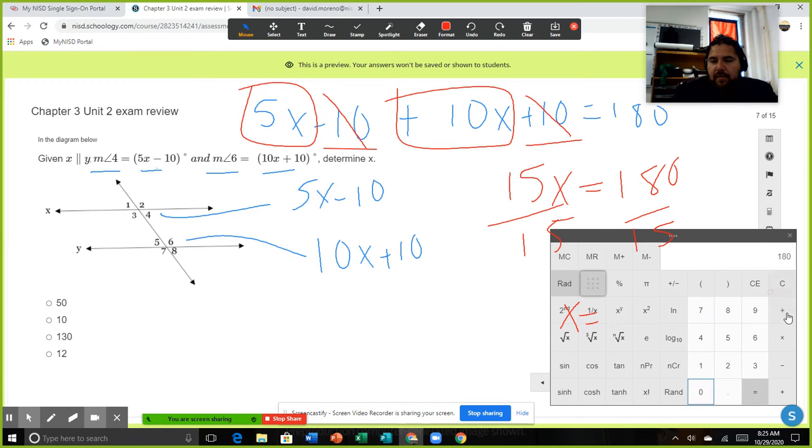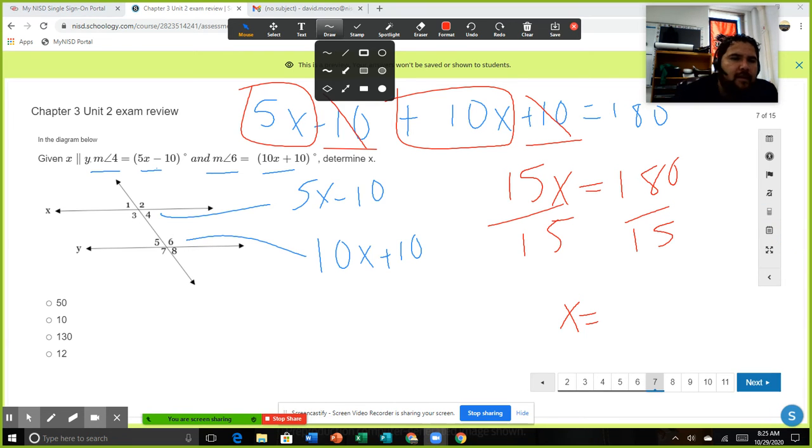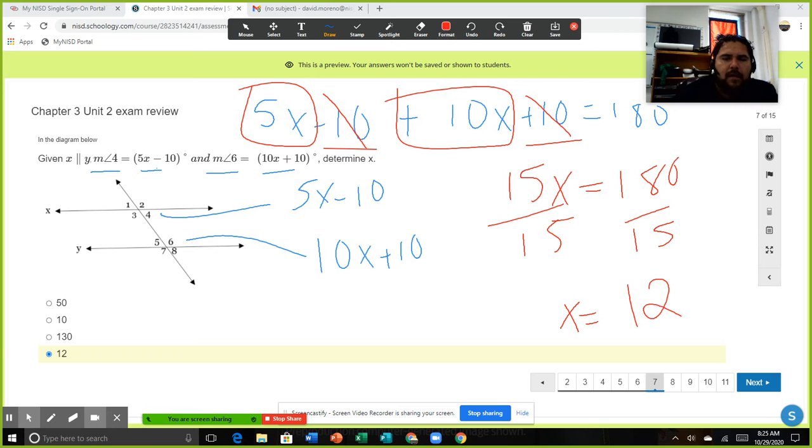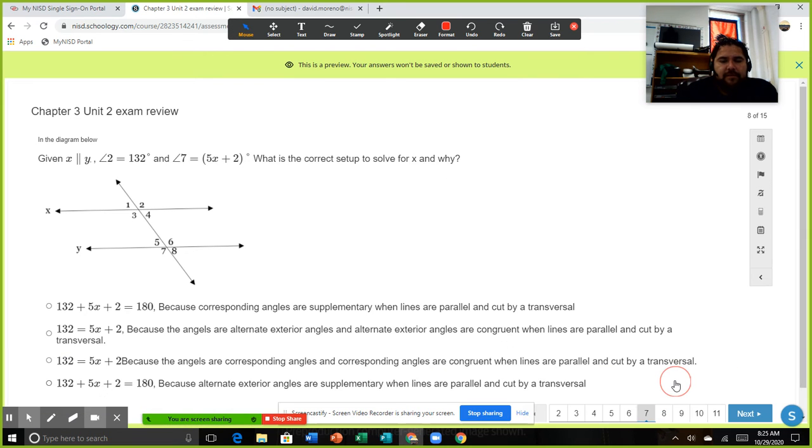180 divided by 15. 12. Woohoo! All right. So my answer choice is 12. And there we have it, right? Awesome. That's the value of x. That's not the measure of the angle, just in case, right? X is 12. All right, number 8.